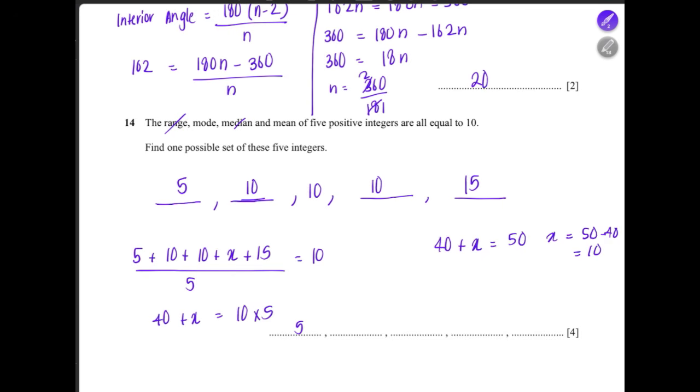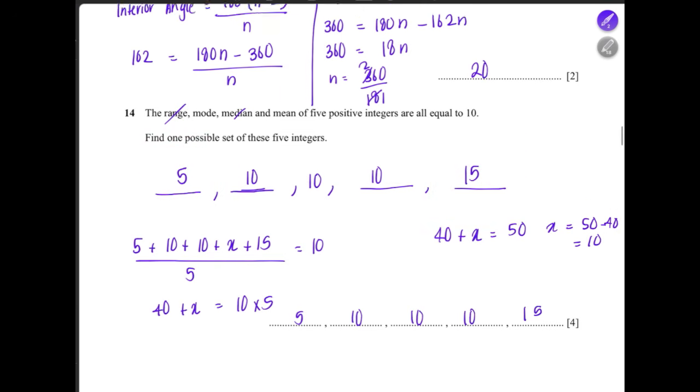So we can say 5, 10, 10, 10, and 15. You might need to do some trial and error when you are trying to identify the range and all of that, but you will get it with some practice.